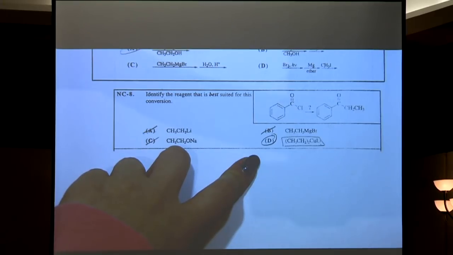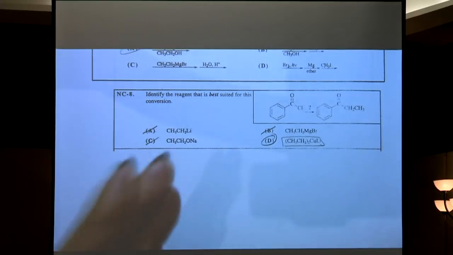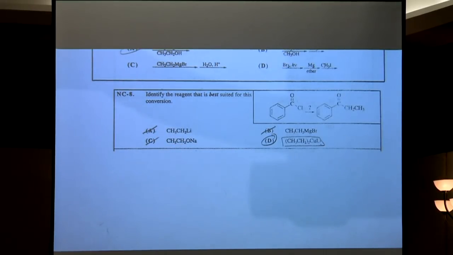Does that make sense? Because it's Gilman, it's weak enough for it to go back to the ketone and just stay as a ketone. If it was a Grignard reagent, it would just continue to attack until it forms the OH. Good? Cool.